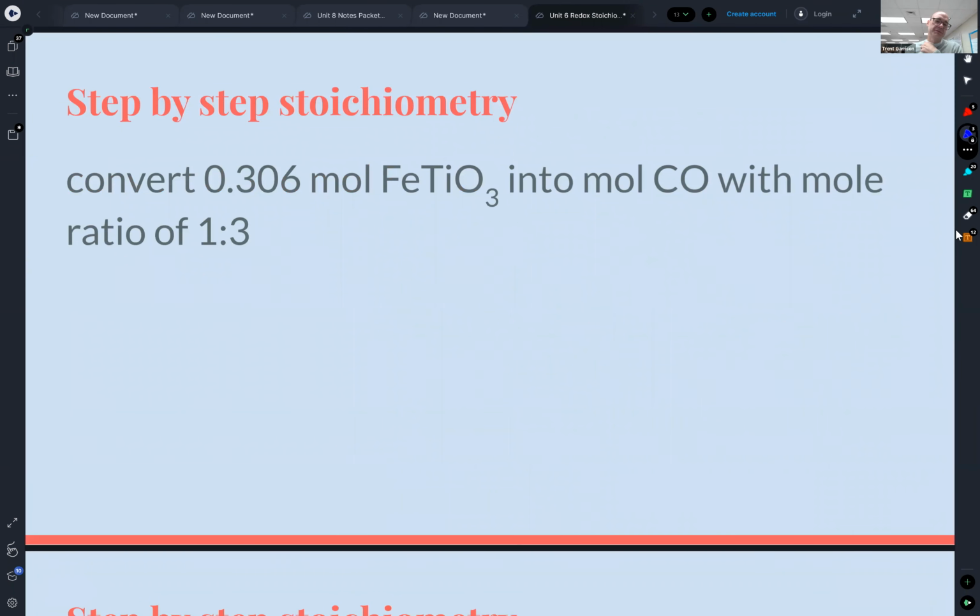Well, now, coincidentally, not really, what if I have 0.306 moles of that same material and I want to convert it into CO2? The ratio between those two materials is 1 to 3.